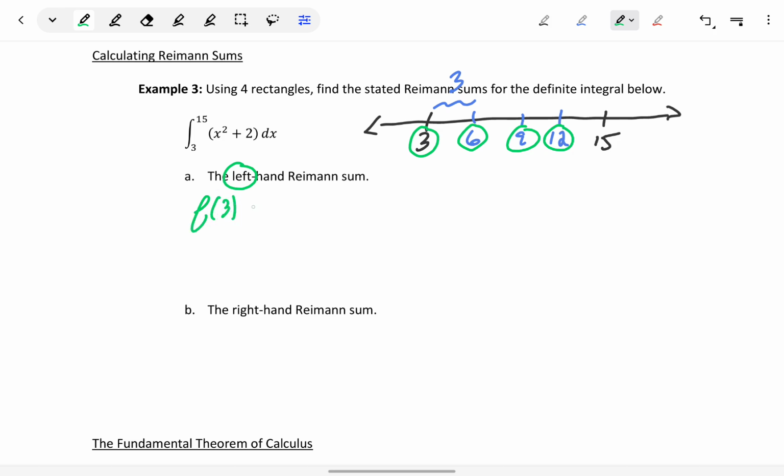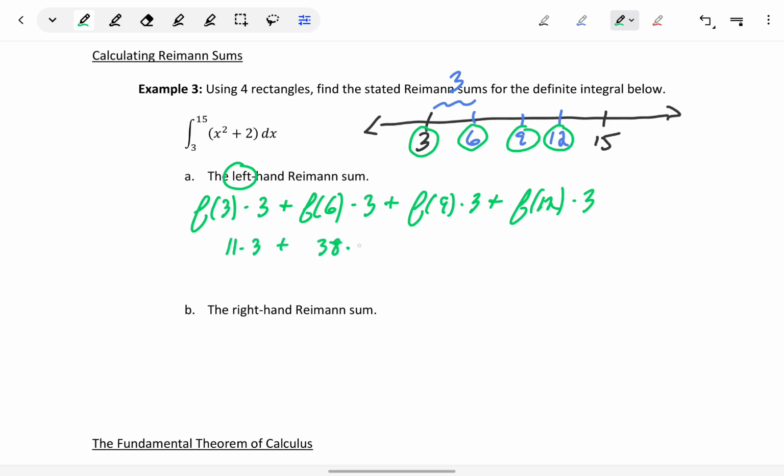And then those individual areas would be f of 3 times 3, that fixed width between each of our values, plus f of 6 times 3, plus f of 9 times 3, plus f of 12 times 3. Substituting those values into that function x squared plus 2 will give us 11 times 3, 38 times 3, 83 times 3, and 146 times 3.